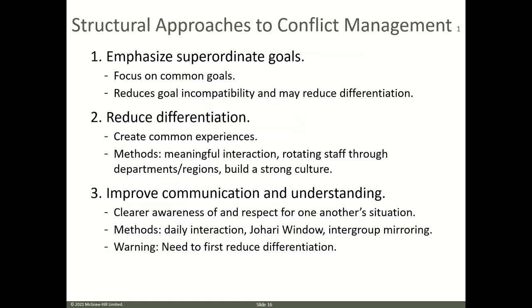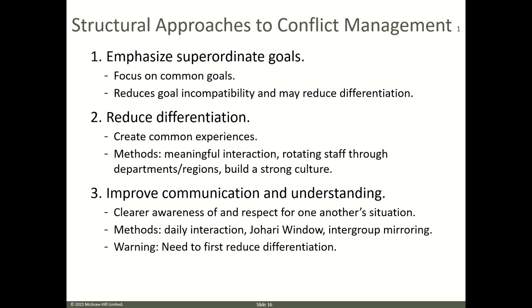Now, we have some structural approaches to conflict management. Emphasize subordinate goals, which means focus on the common goal, right? These are goals that the conflicting parties value and whose attainment requires the joint resources and effort of those parties. For example, emphasize the firm's strategic objective rather than the individual or department goals. The overall goal of the firm is more important as compared to the individual one.